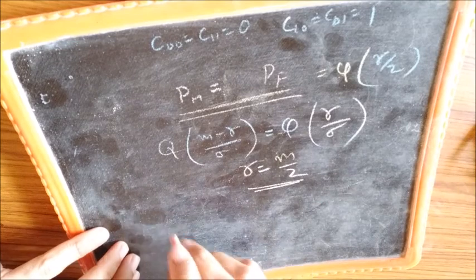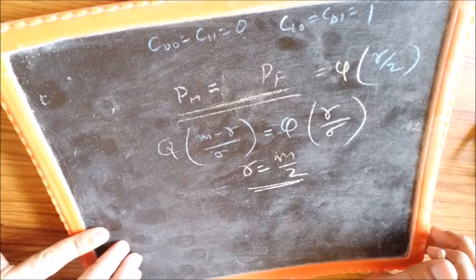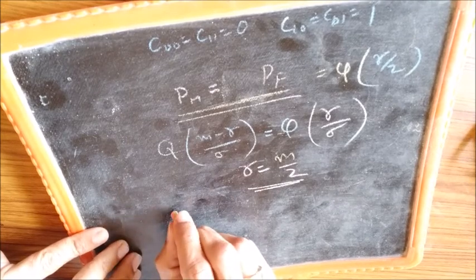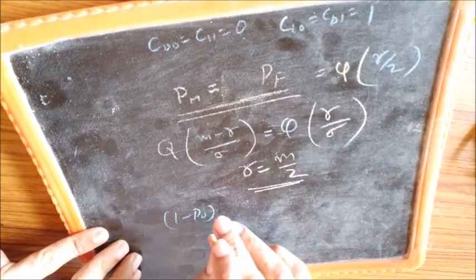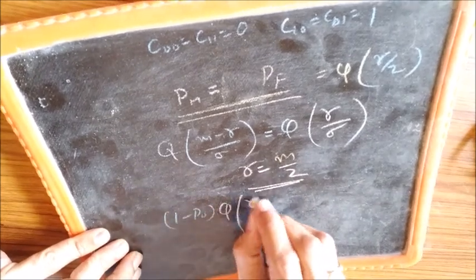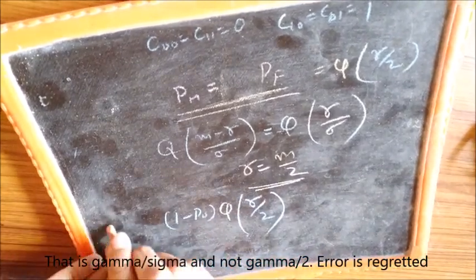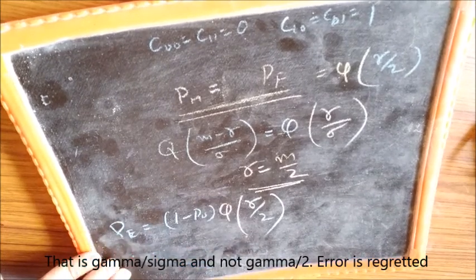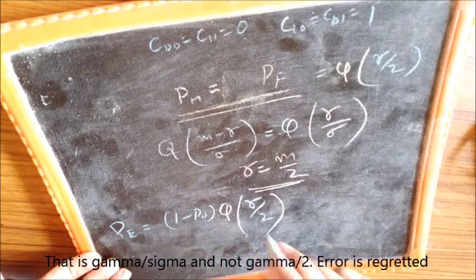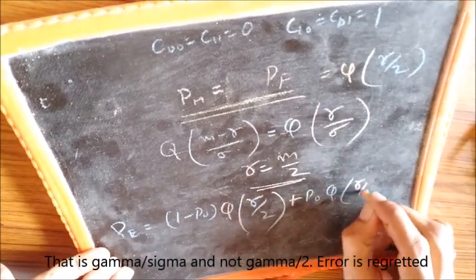And now, what will be the probability of error if P naught is not known? Find the probability of error if P naught is not known. The probability of error will be, with 1 minus P naught the probability of hypothesis H1 being true, I will write P subscript E is P1, that is 1 minus P naught, times Q of gamma by sigma, gamma having been set to m by 2, plus P naught times Q of gamma by sigma.